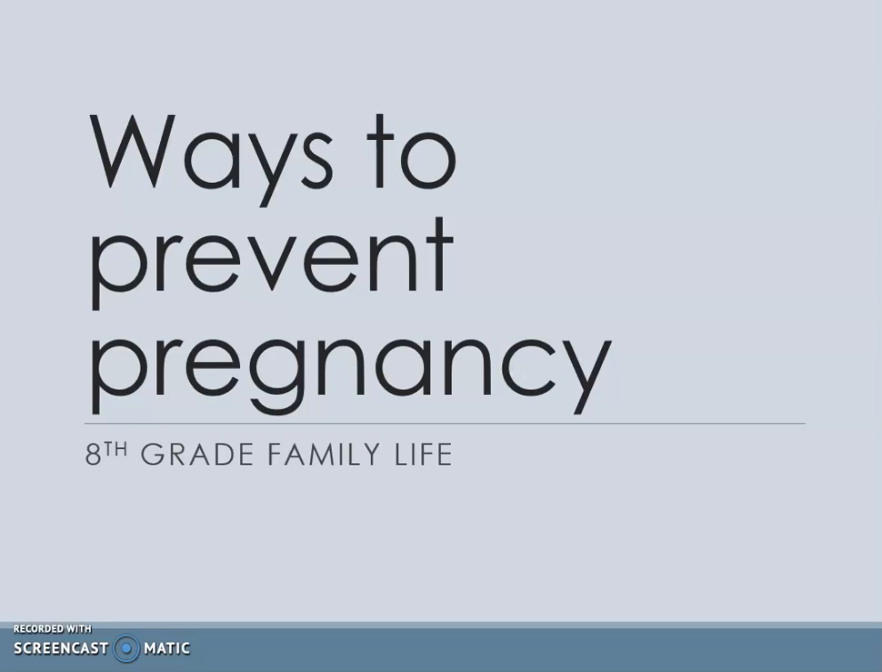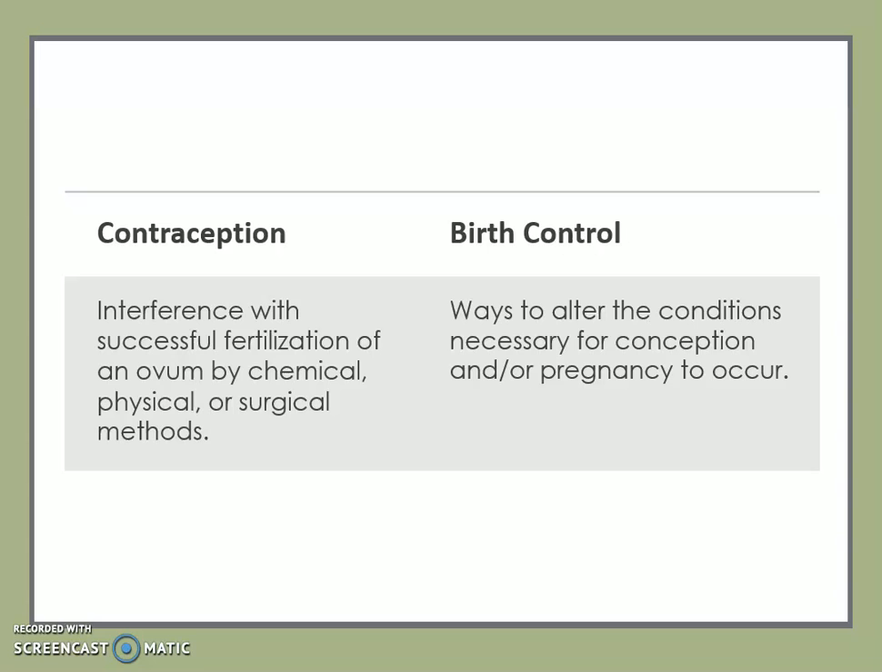Okay, so this lesson today is on ways to prevent pregnancy. These two vocabulary words can be interchangeable. Contraception is the interference with successful fertilization of an ovum. So interfering with the egg and the sperm actually meeting by chemical, physical, or surgical methods.